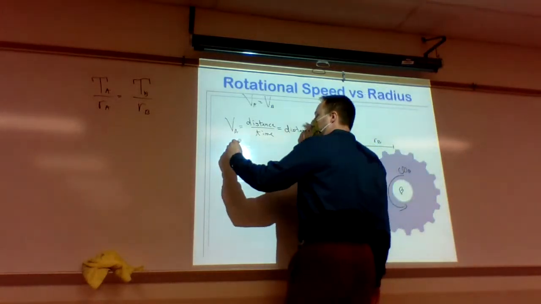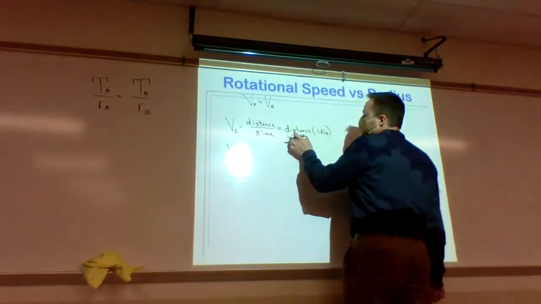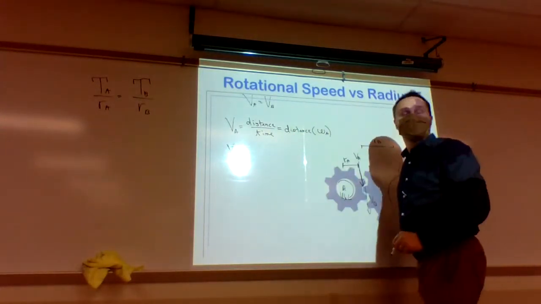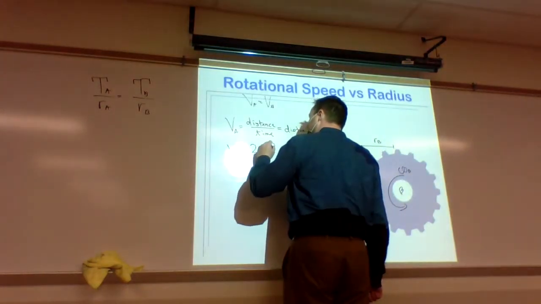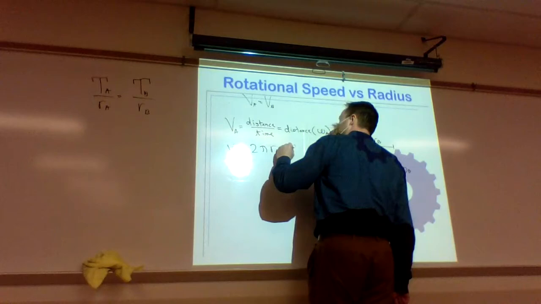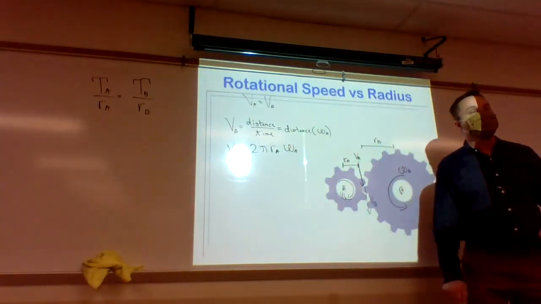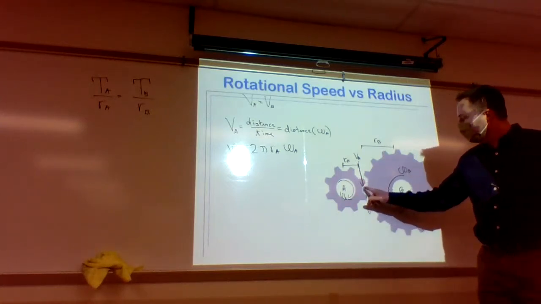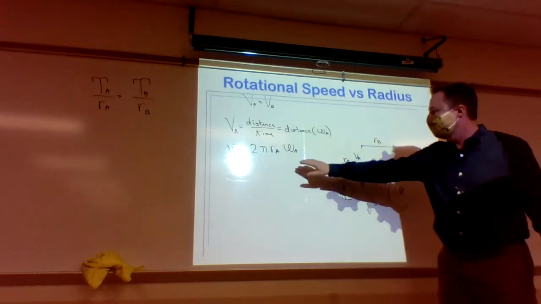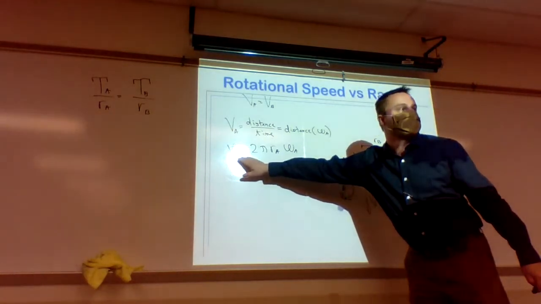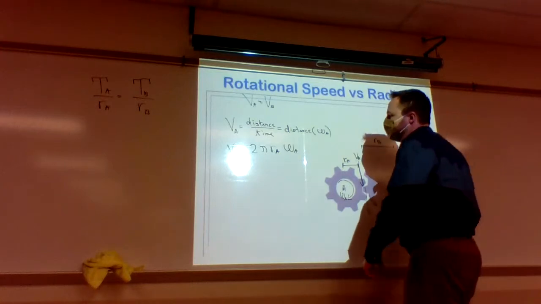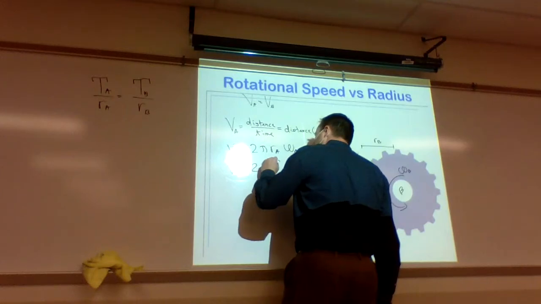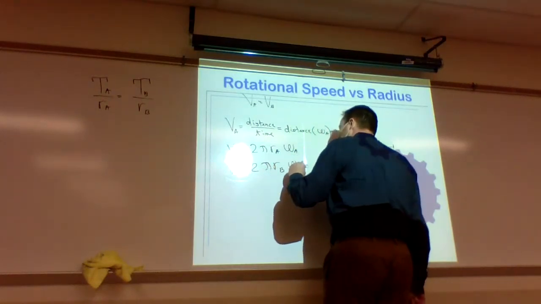So the speed at point A, so the distance traveled by this guy, circumference of that circle, 2 pi RA times omega A. Okay? So that's the speed of the tooth out here on gear A. The faster omega A is, the faster the speed of the tip is. We can do the same thing with VB. VB is going to be 2 pi RB omega B.